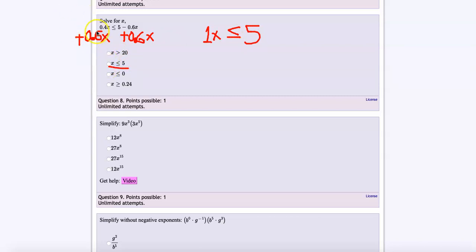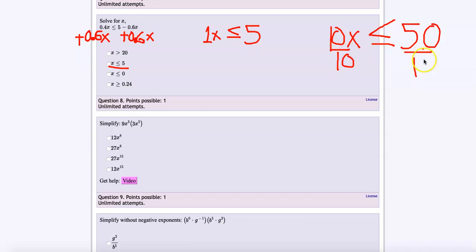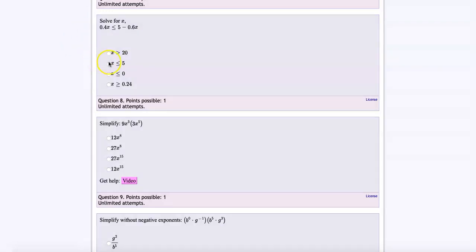So if you multiply by 10 first, you end up with 4x less than or equal to 50 minus 6x. And you'd end up with a 10x less than or equal to 50. I'm going to get better at writing neatly with this thing. I really am. And then you could divide both sides by 10, and you end up with the exact same thing as we had over here with 1x less than or equal to 5. Okay, so that's that one right there.